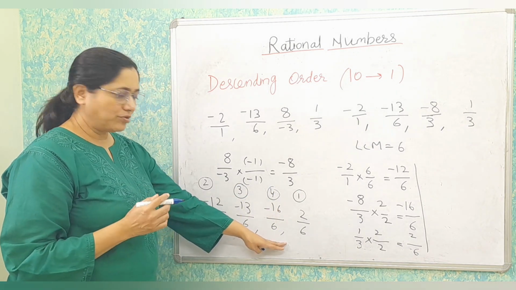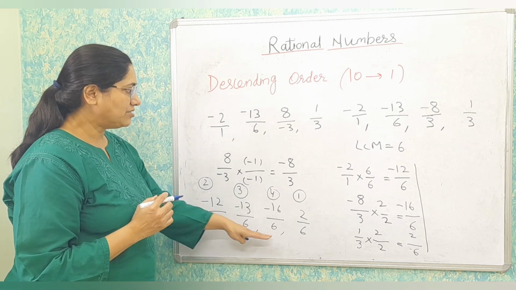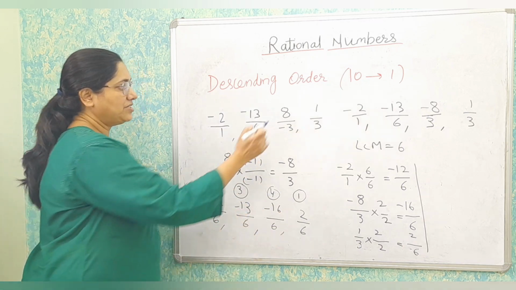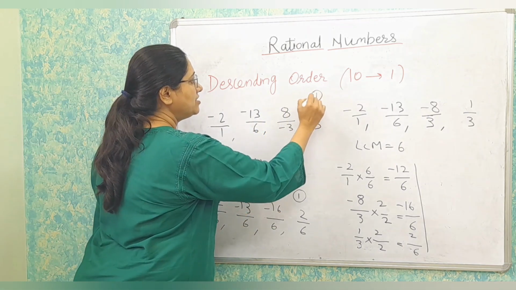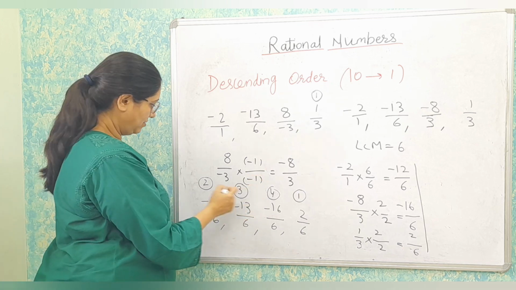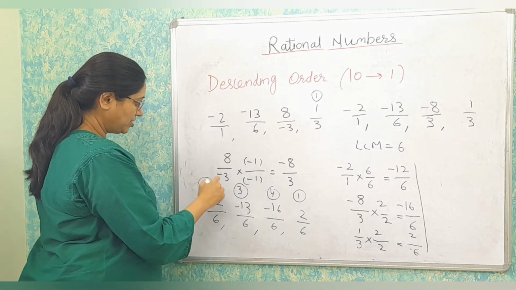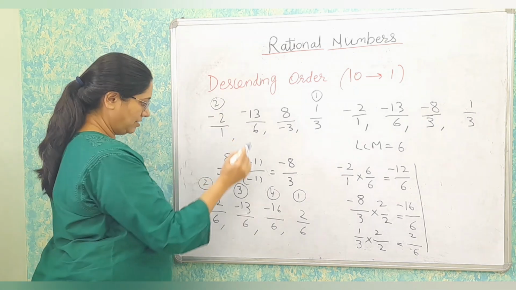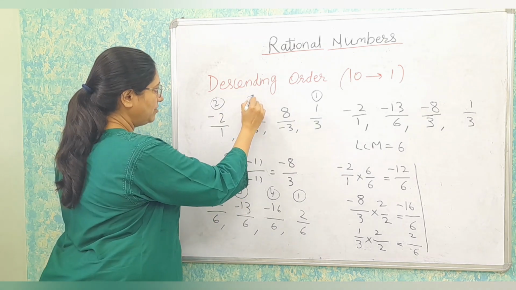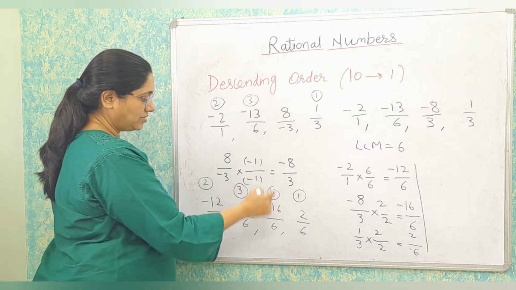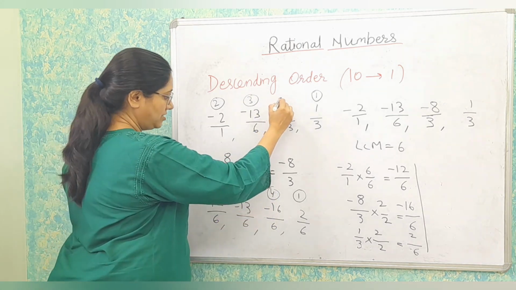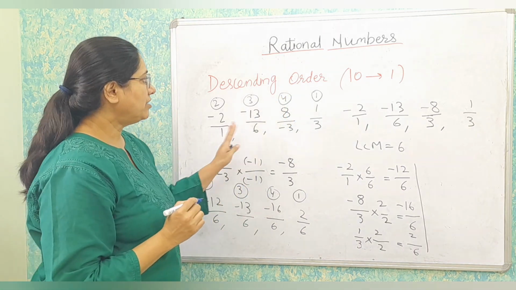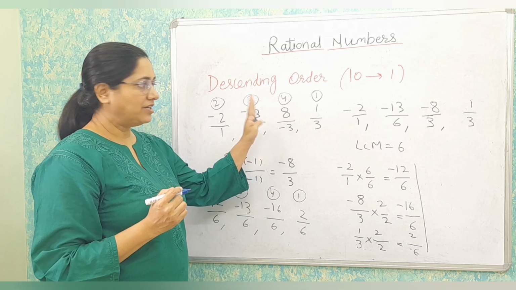But you are not supposed to arrange all these rational numbers in this form. You have to arrange the original rational numbers. 2 upon 6 represents 1 upon 3. So we can say this is the biggest. Then -12 upon 6 represents -2 upon 1. So this is the second one. Then this is the third one. And -16 upon 6 represents 8 upon -3. So this is the fourth one. So in this way we can arrange all the rational numbers in descending order.